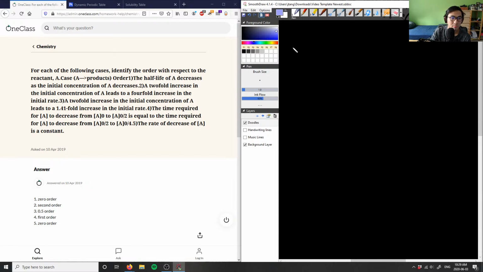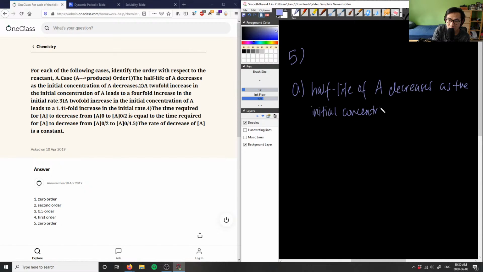Okay, this is number 5. For each of the following cases, identify the order with respect to the reactant. Case A: this is actually order 1. The half-life of A decreases as the initial concentration of A decreases.